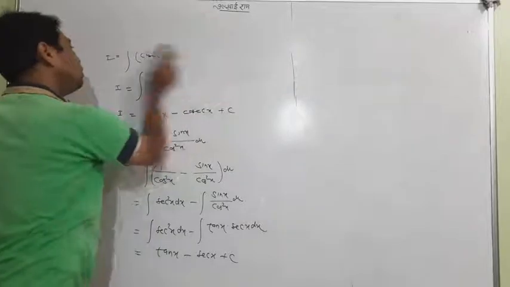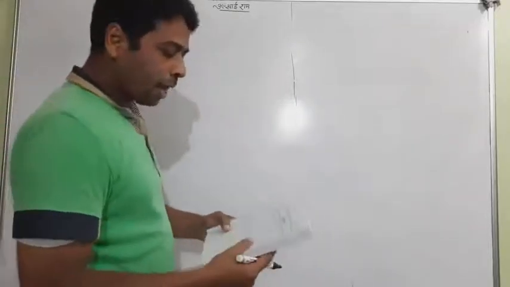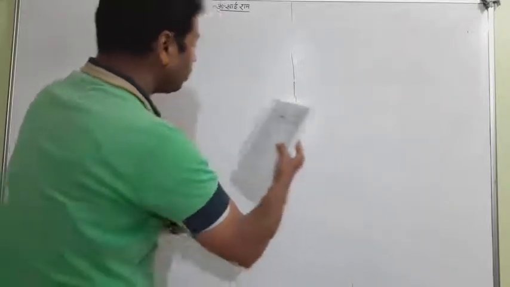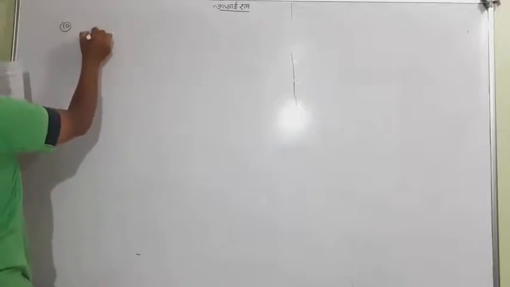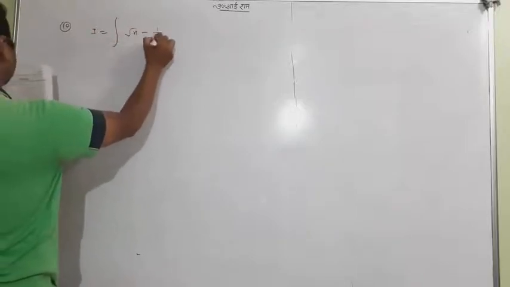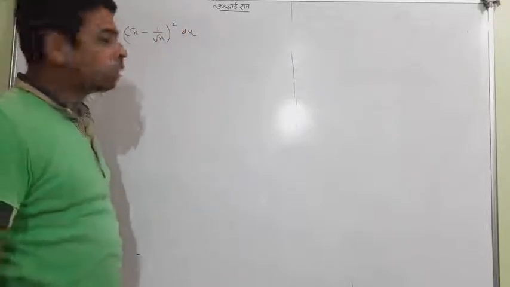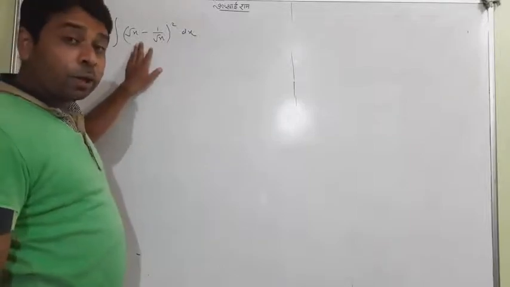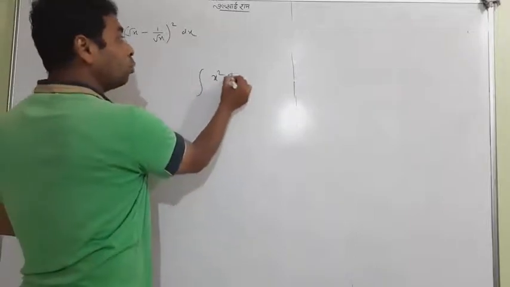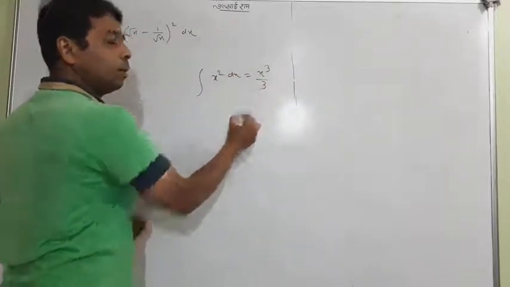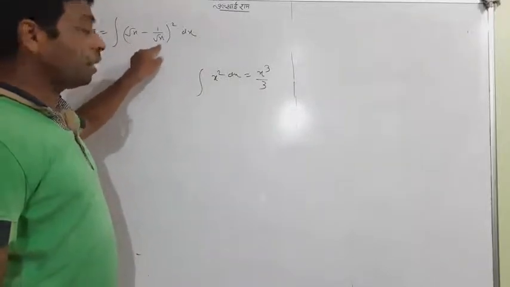Let me wrap it up, and now we want to take some questions from the exercise. We have question number 10. This is the question. Now how to do this? I tell you one thing. It is a power, and if you are thinking that it is like x to the power 2, what is the answer? x cube upon 3. But we can't use this formula here. Why? This is not the linear form.